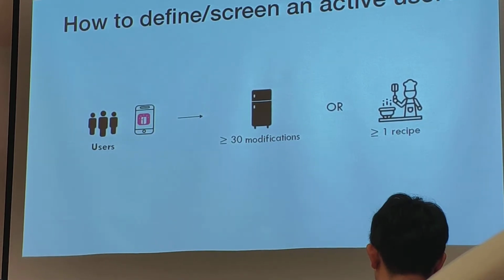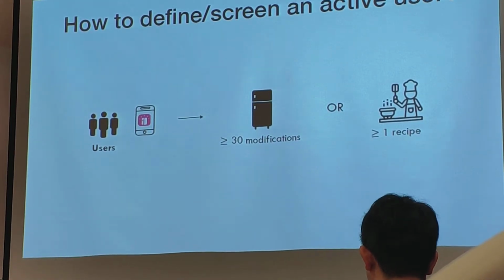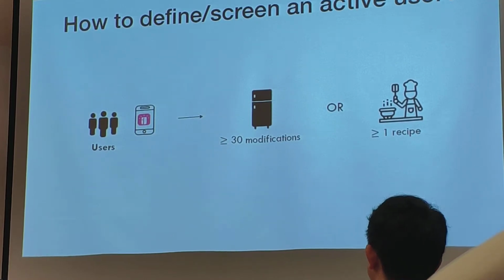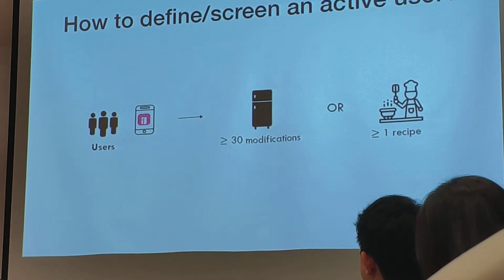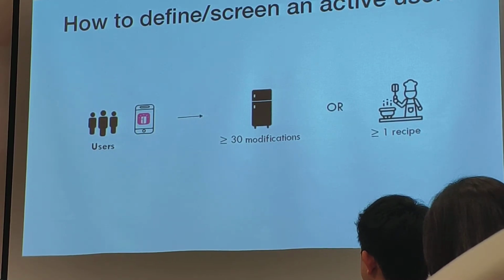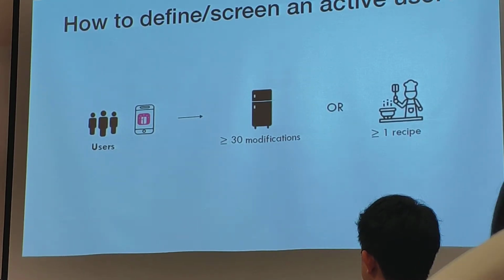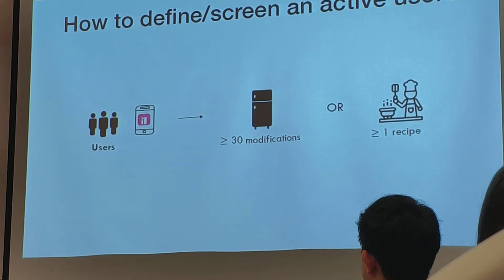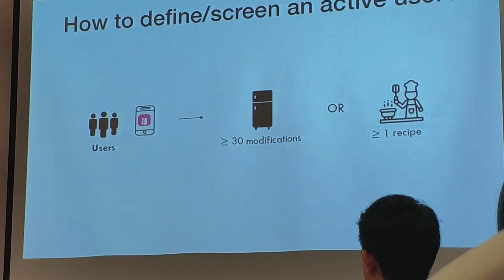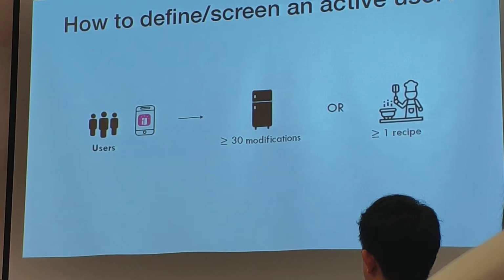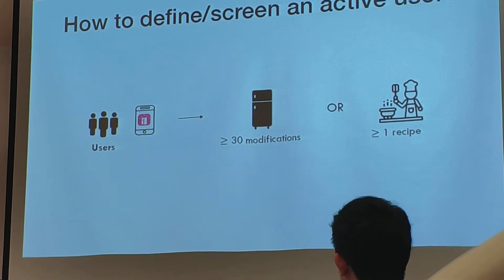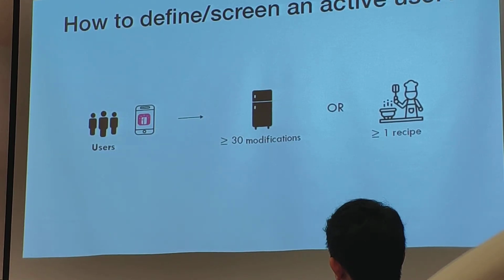So we have to define, in terms of behavior, what could be an active user, okay? So, an active user could be, by definition, someone who has more than 30 modifications. 30 modifications means that, okay, you have updated your fridge more than 30 times. Let's say that you say, okay, tomorrow I'm going to fill my fridge like this, but maybe next week I'm going to change the content of my fridge. That's a modification, okay? So each time you update your fridge, it's a modification.